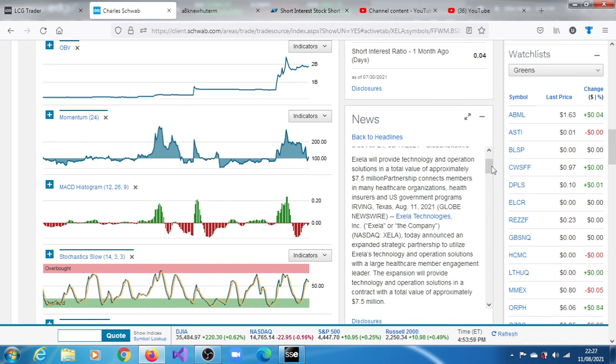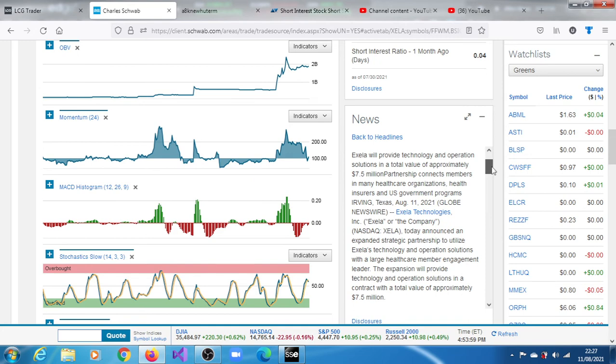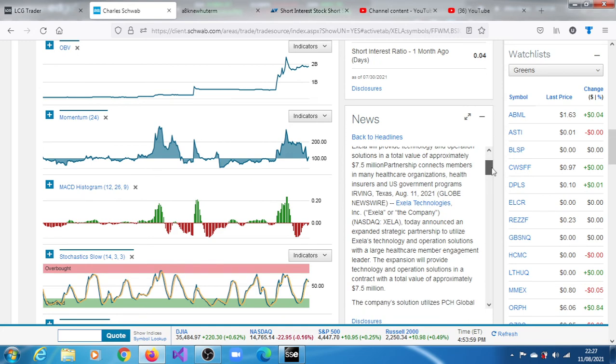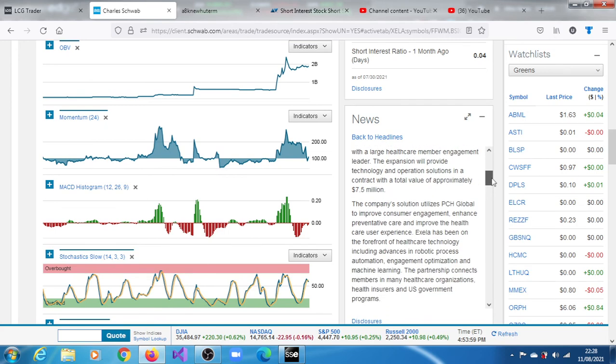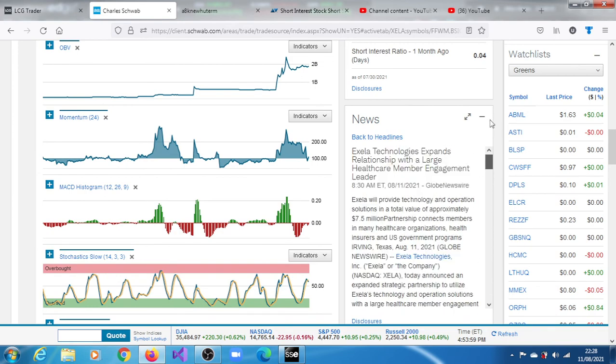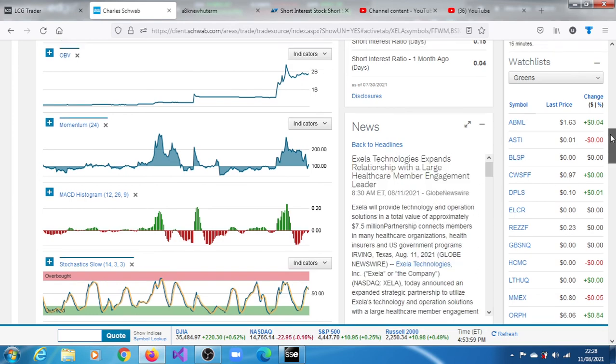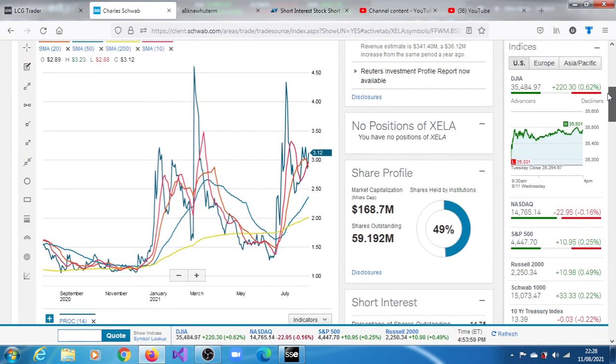To date, announced an expanded strategic partnership to utilize XELA's technology and operation solutions with a large healthcare member engagement leader. The expansion will provide technology and operation solutions in a contract with a total value of approximately $7.5 million. Yeah, so that may be the reason why we saw that extension.